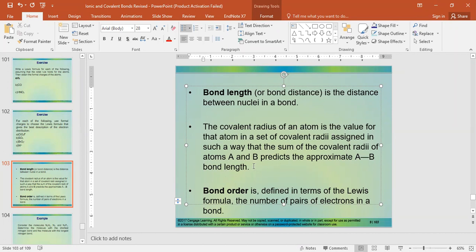That's the distance from the nuclei of the two atoms that are involved. The bond order is defined in terms of the Lewis formula, and this is actually what we call the number of pairs of electrons in a bond.